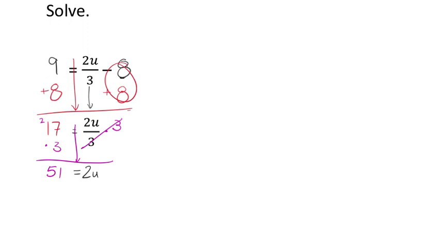The next thing I need is for the coefficient of u to be a 1. I want this to be 1 u's, not 2 u's. So I'm going to take the 2 u's and split them in half, so divide by 2. If I do that to one side, I must do it to the other side.